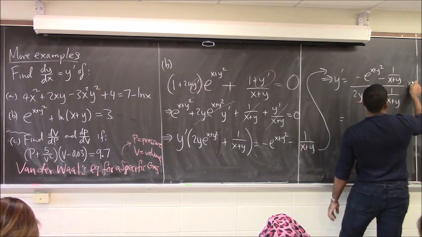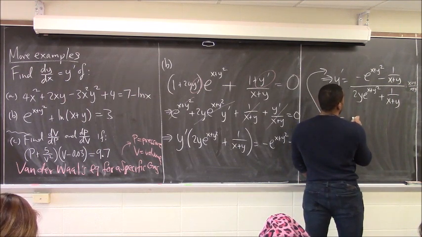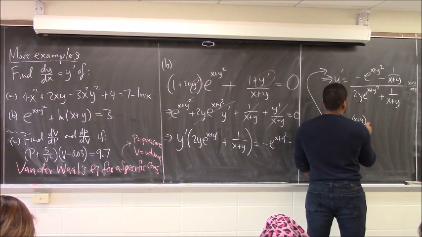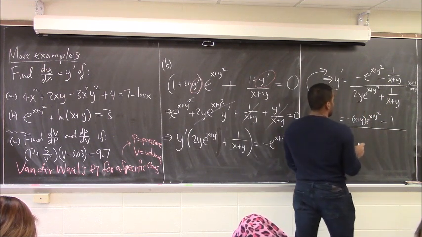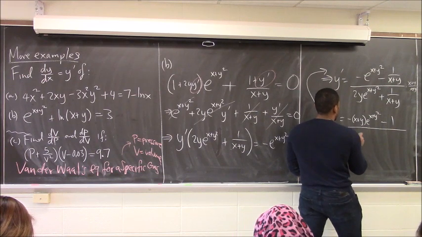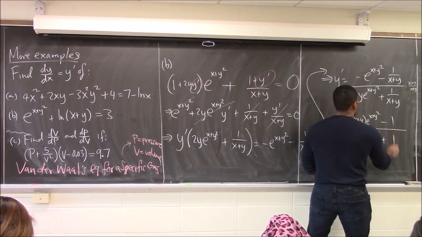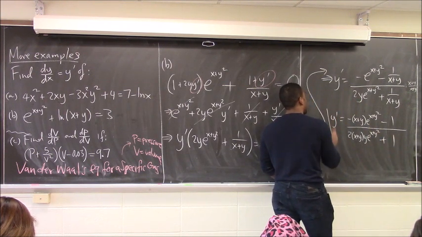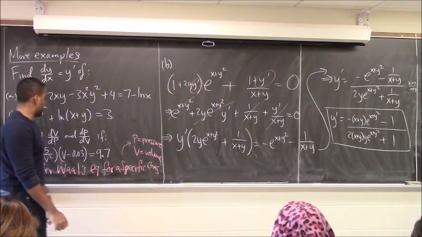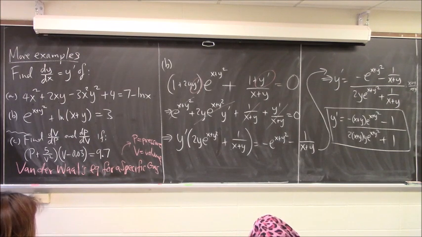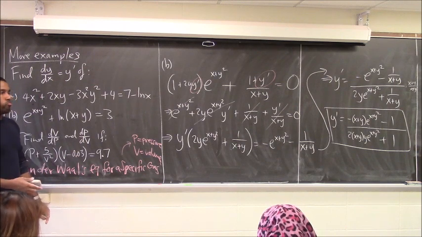And we can multiply this by x plus y over x plus y, just to simplify it a little bit. And so this would be minus (x plus y) e to the (x plus y) squared minus 1 over 2(x plus y) times y e to the (x plus y) squared plus 1. Let's see derivative there. Questions on that one?